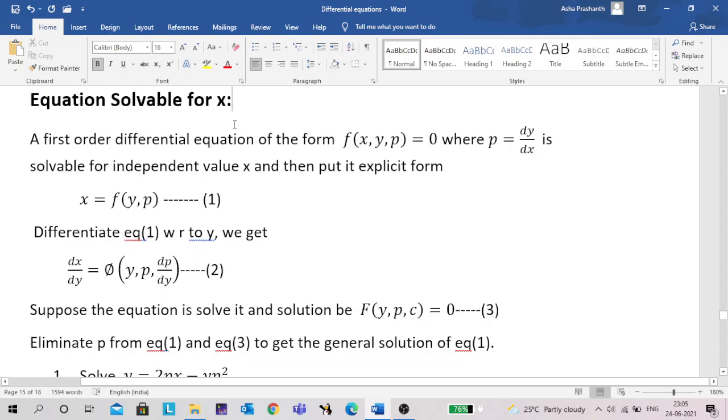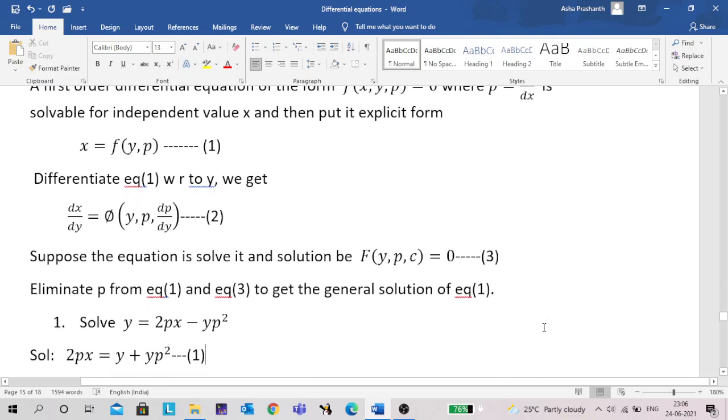What is the method? First you separate the equation, x is equal to something. After that you differentiate the equation with respect to y, and depending on the condition you solve that equation. After that you separate the p value, then you substitute the p value in the given equation 1. Clear? So first we will discuss one problem related to the equation solvable for x.